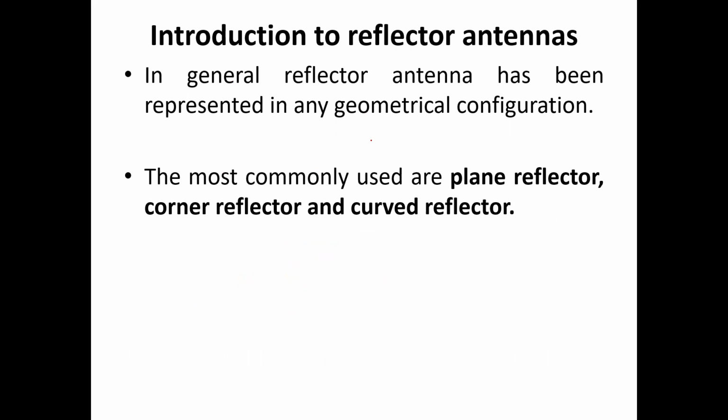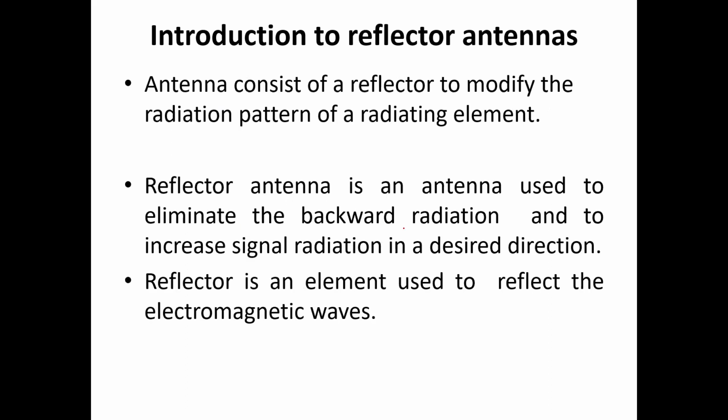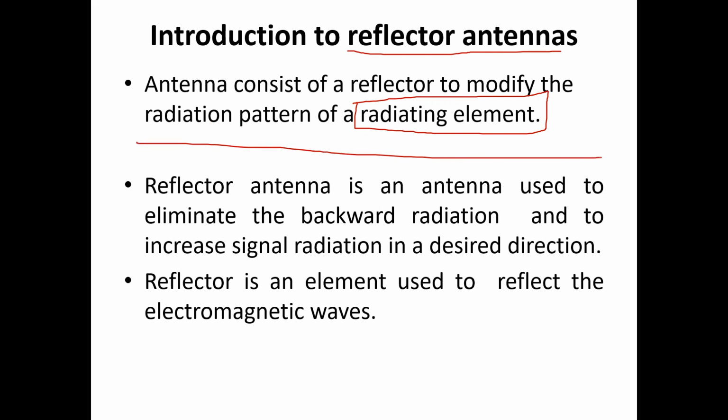What are the basic types of reflector antennas? We can have three basic types, based on geometrical shape. The first one is the plane reflector, the second is the corner reflector, and the third is the curved reflector. The reflector antenna is used to modify the radiation pattern of a radiating element. That means the radiation pattern of the active element will be modified by properly choosing the reflector antenna type. That is the main purpose of using a reflector antenna.